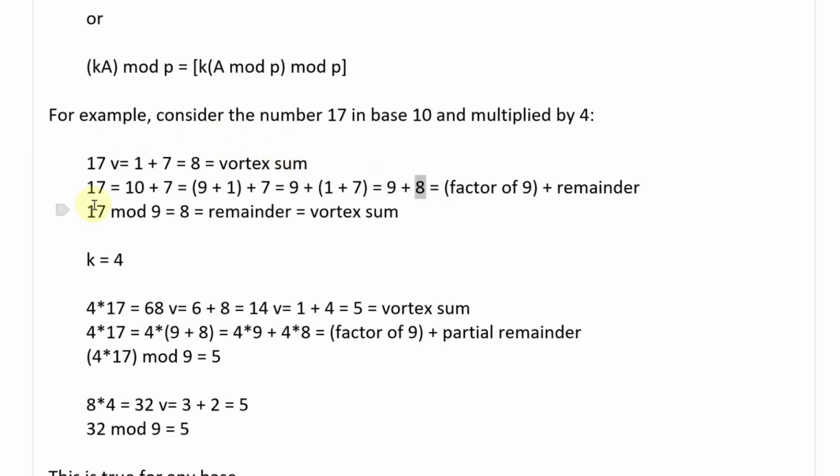Yeah, so we have 17 mod 9 equals 8. And you can just type that in. Let's just verify this. Equals 8. Yeah, the remainder equals the vortex sum. So we're all good right here. That's for the number 17.